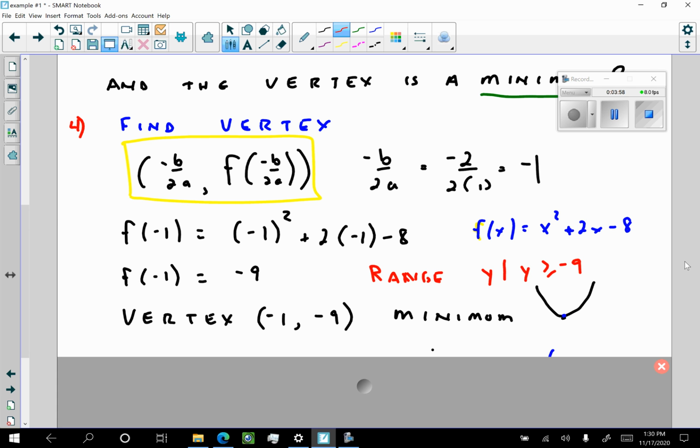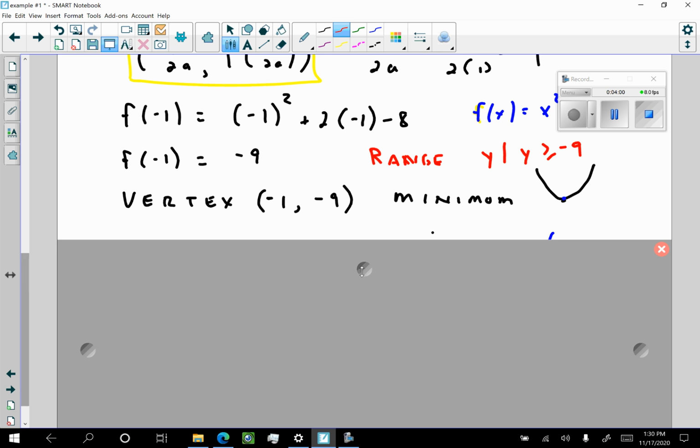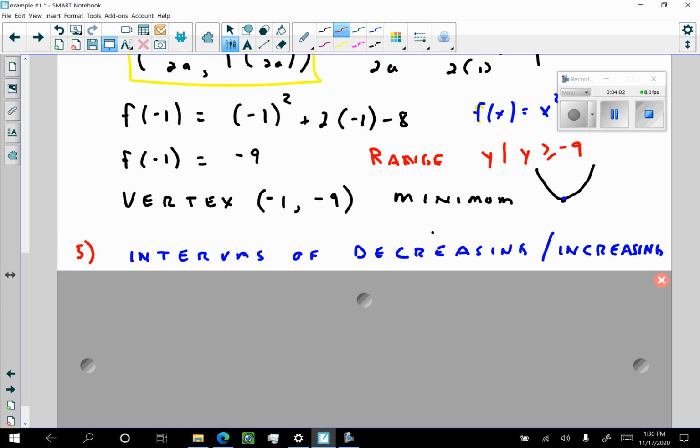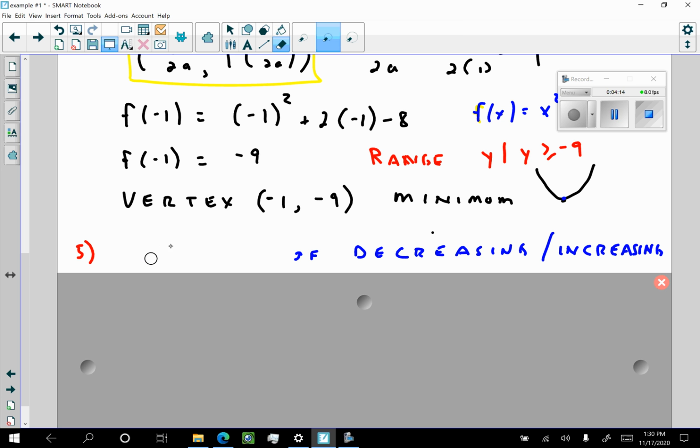All right. What's the next thing we're going to do? A lot of information, Lee. I know. Well, now we want to know where the graph increases, the intervals, you silly head. The intervals, also, why don't you just write that correctly? Intervals of decreasing and increasing.